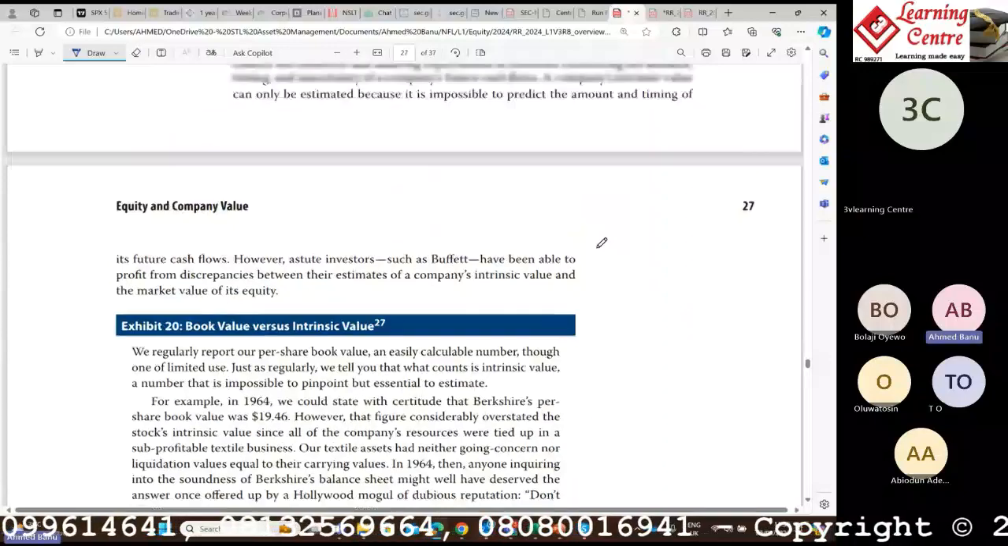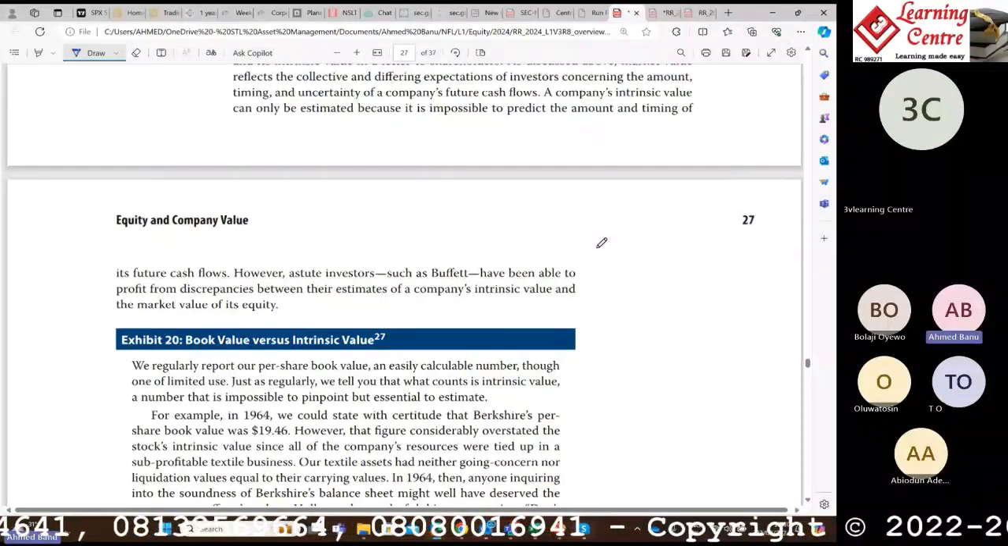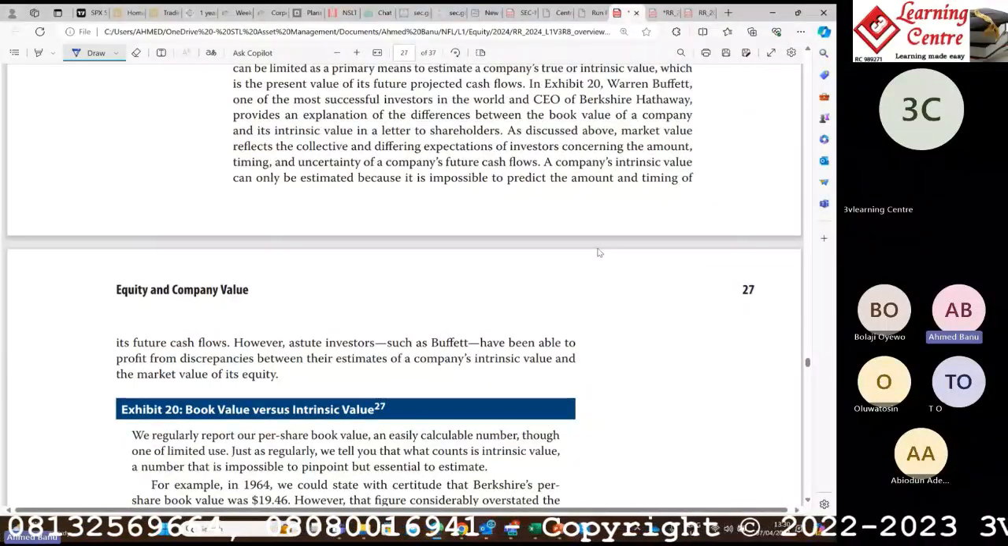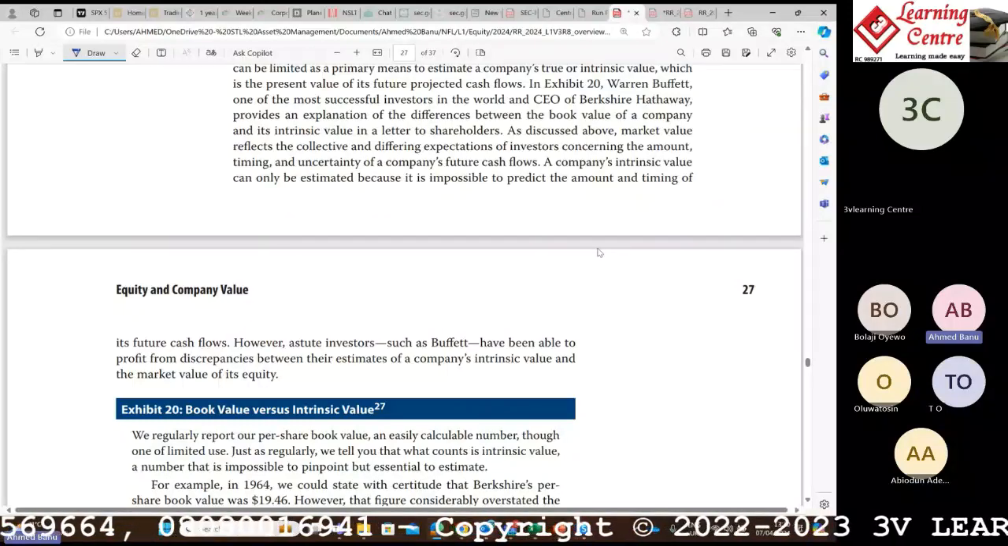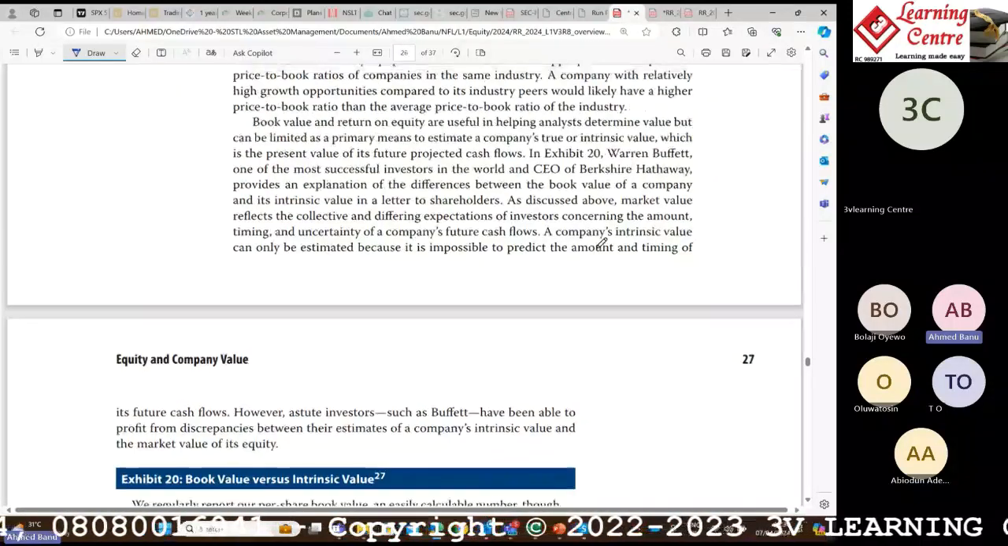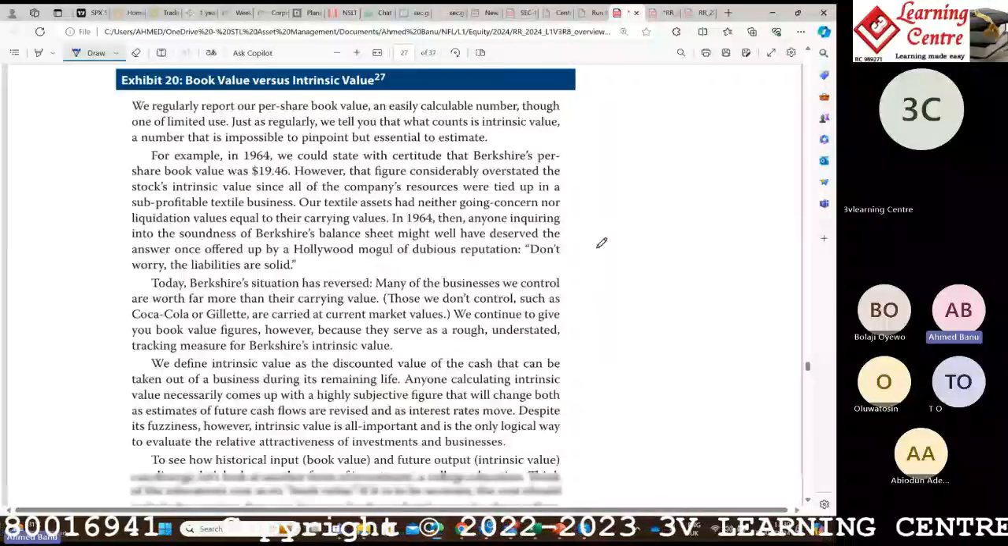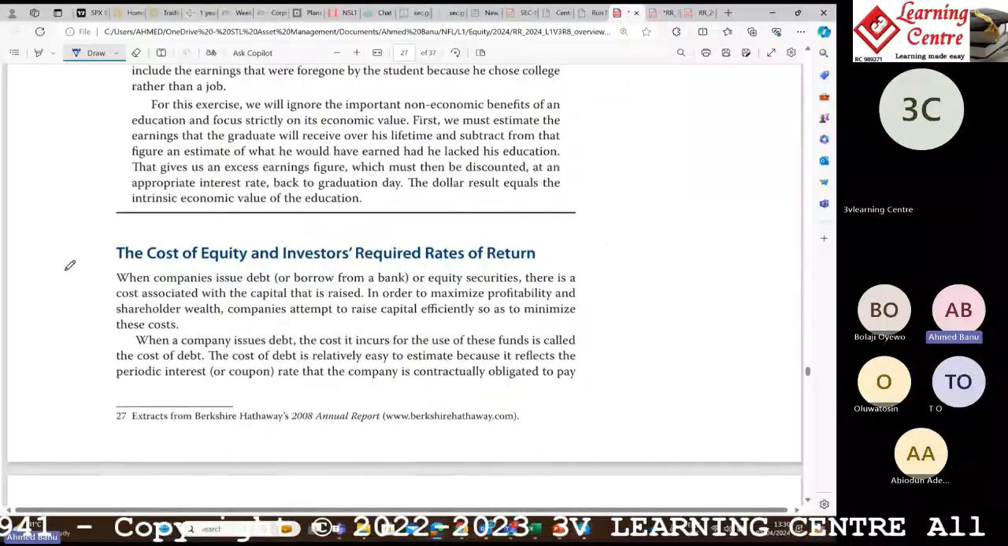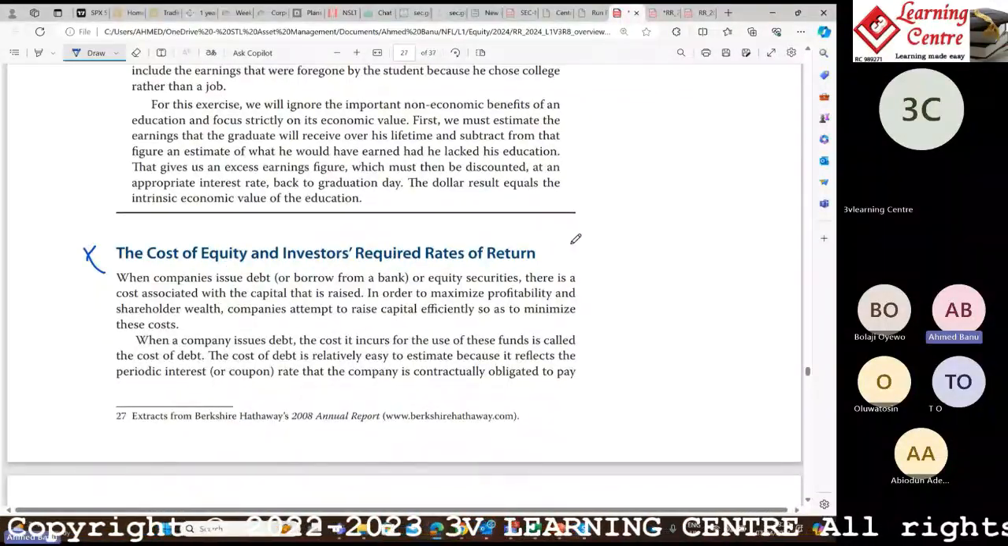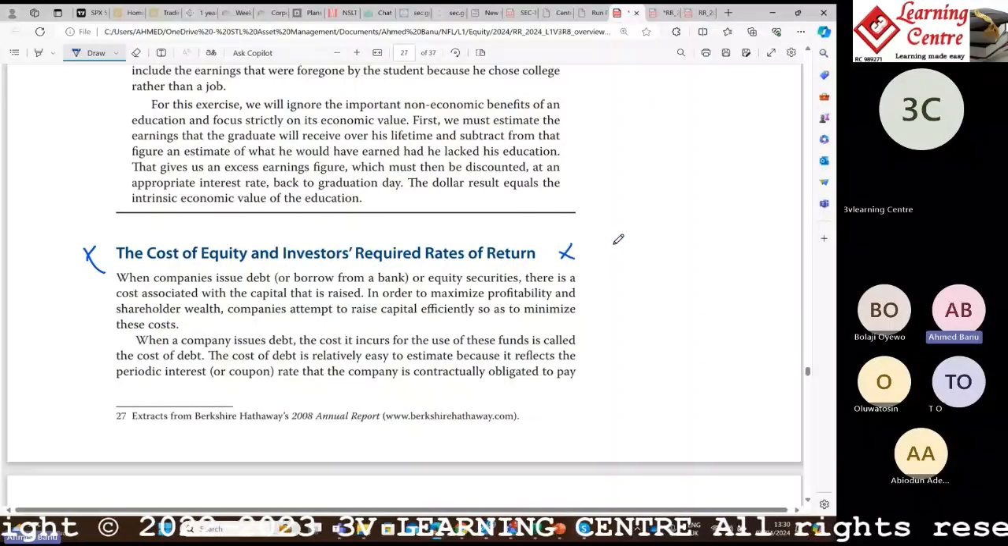So we've talked about intrinsic value before. Intrinsic value is looking at the present value of future cash flows. So, forward to the present. Okay. Now let's move to cost of equity and investors' required rate of return.